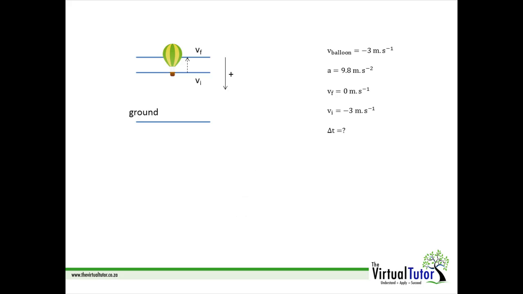Now that we know the initial velocity, we can do some calculations. We're going to use this equation to find delta t. Substitute the values and solve.